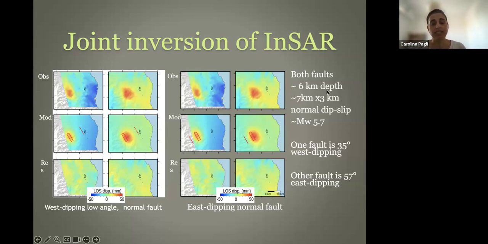Both faults are at about 6 kilometers depth. They are both C7/3, and they are both normal, and they both correspond to a magnitude 5.7. So for us, it's very difficult, even with this observation and characteristic, to decide which one is the correct one. The main difference is that one fault is dipping 35 degrees to the west, and the other 57 to the east.